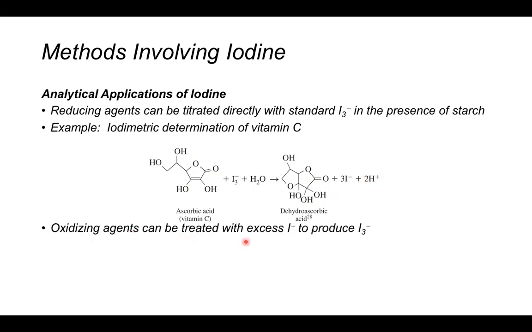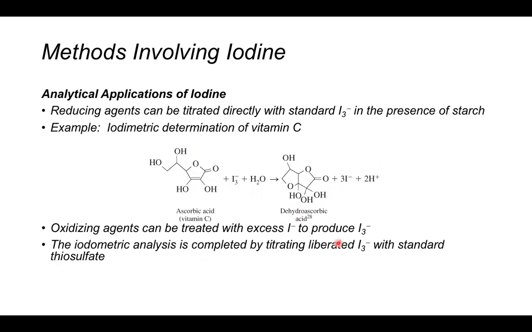Oxidizing agents can be treated with excess iodide to produce triiodide, and the iodometric analysis is completed by titrating the liberated triiodide with standard thiosulfate. Then we add starch right before the endpoint. Again, we don't add starch immediately because the starch would complex with the triiodide, and that would reduce the amount of triiodide available to affect the reaction.